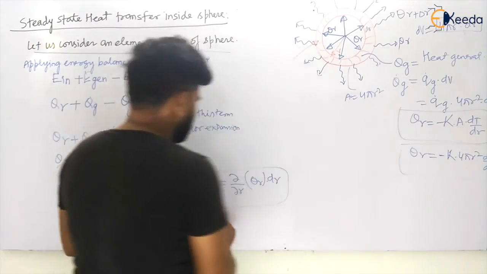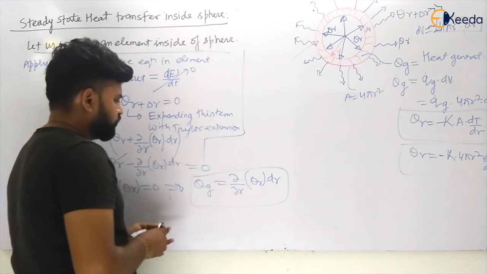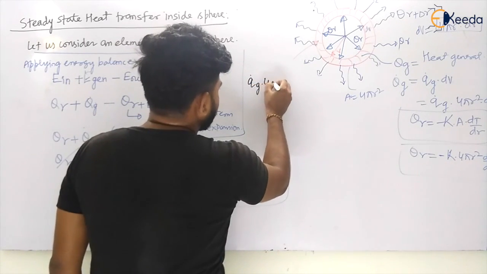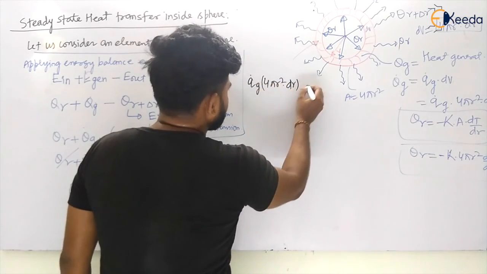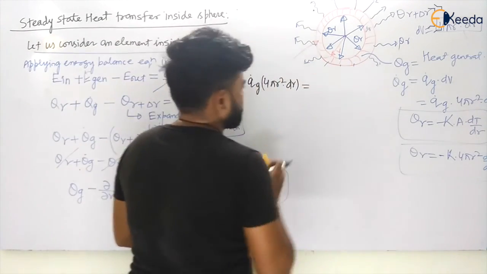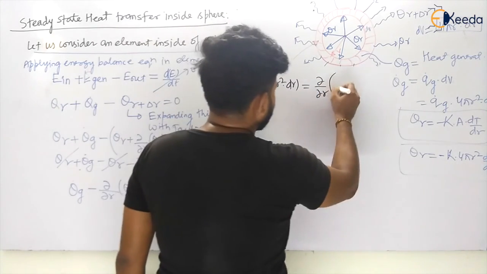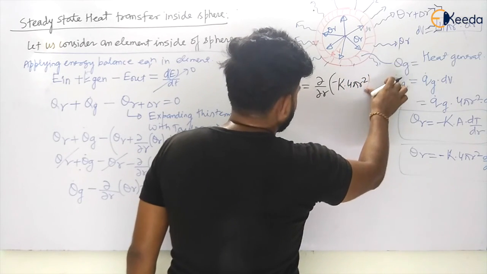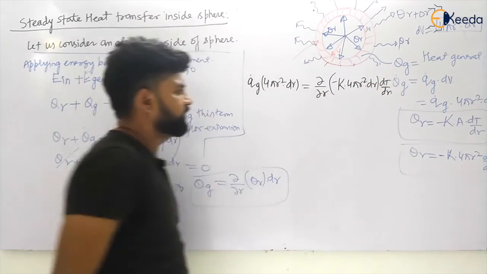Now putting the values in this equation, what will I have? Qg, that is small q into 4 pi r square into dr, is equal to del by del r of Qr, that is k into area 4 pi r square into dt by dr, times dr. Okay, very good.